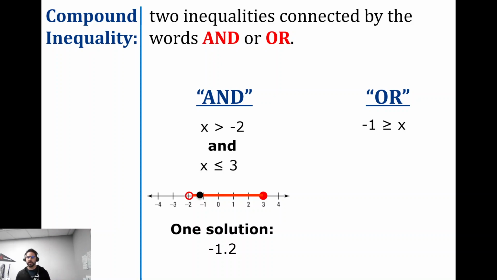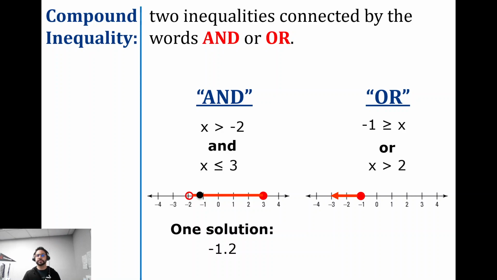For the or concept, it says negative 1 is greater than or equal to x. If you rewrite it, it says x is less than or equal to negative 1. Or x is greater than 2, which means open dot on 2, shading to the right. I see the difference. Hopefully you do as well. On our most basic form for the and, you're going to have the shading in between. For the or, they're going to go opposite directions.